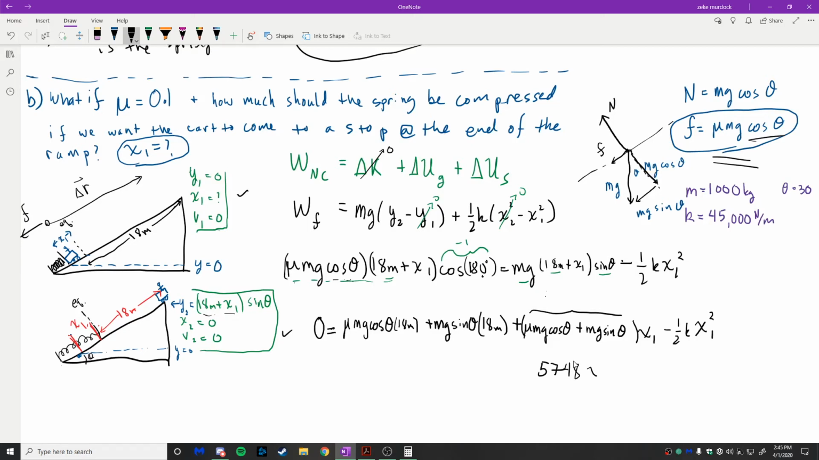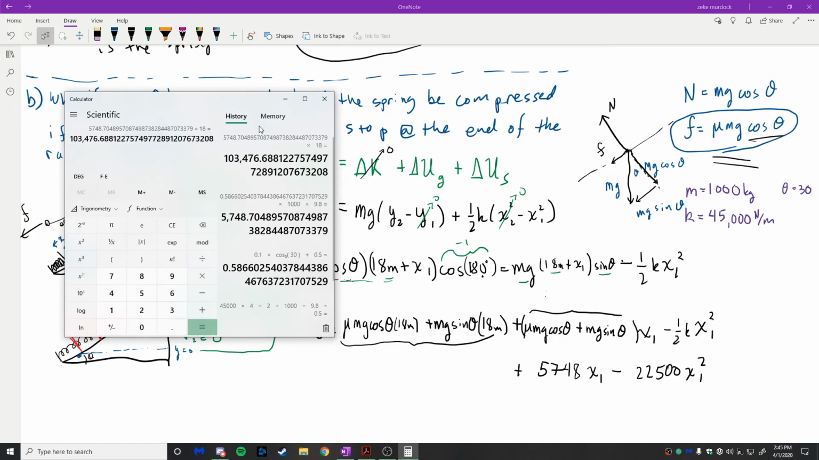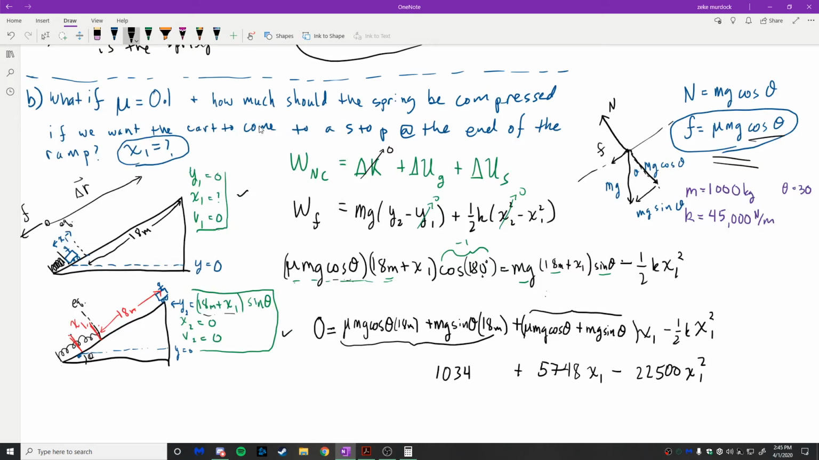Okay, so that's times x1, and then minus 1/2 of k is going to be 22,500, I think. And then this whole expression here is the same thing times 18. So if we take that number that we just got and multiply it by 18, that should be our other number, 103,477. Okay, that's my final equation there.